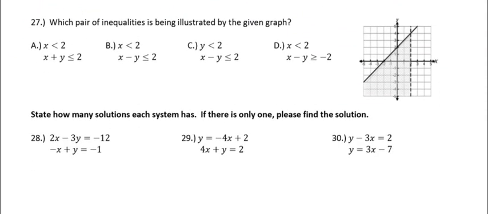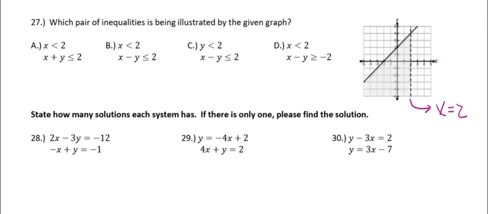If we look at something like this guy, it says, which pair of inequalities is being illustrated by the graph? And so the first thing we do is maybe we want to just kind of break this down in terms of the two equations. So when I look at this vertical dotted line, remember vertical lines are always x equals a number, and this one's going to be x equals 2 to give us the graph of that vertical line.